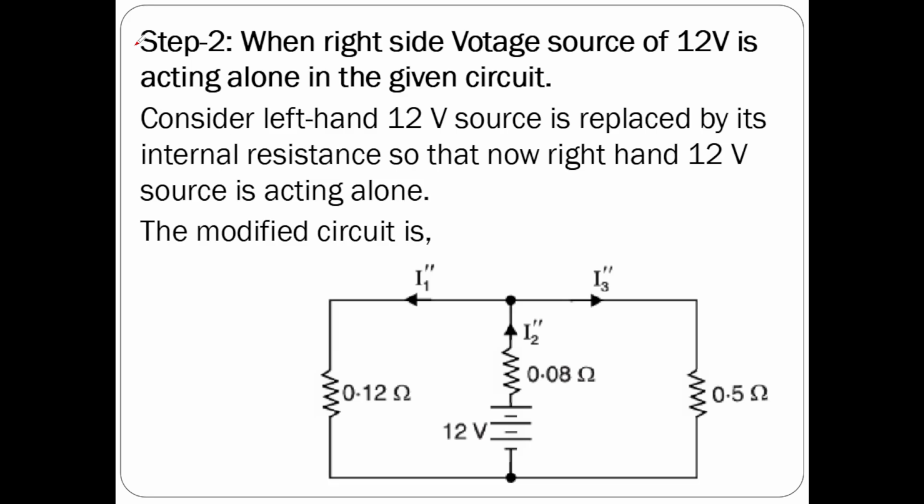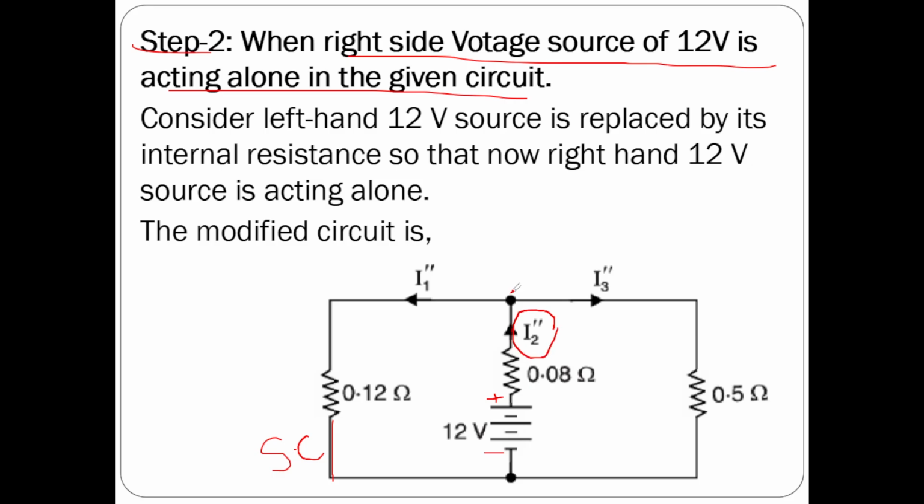In step 2, I am assuming the middle branch voltage source of 12 volts is acting alone. Therefore, what is happening? This side branch voltage source is short circuited. Okay, it is short circuited. So since this voltage source is short circuited, its internal resistance is 0.12 ohms. And now this is our voltage source in the given circuit. So from this positive terminal, current will come out. Let us assume I2 double dash is the current coming out of this source.